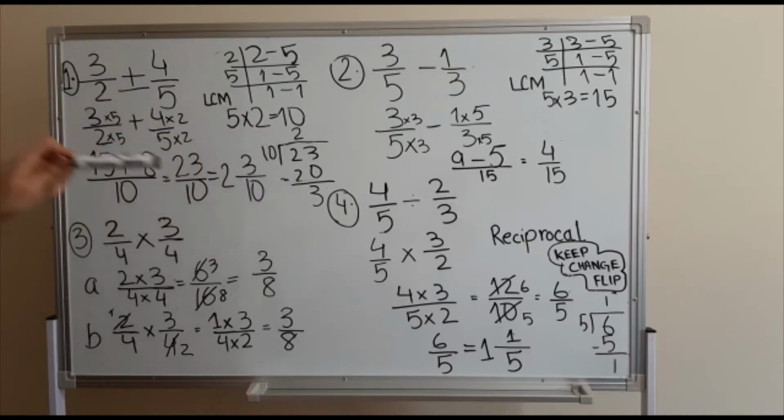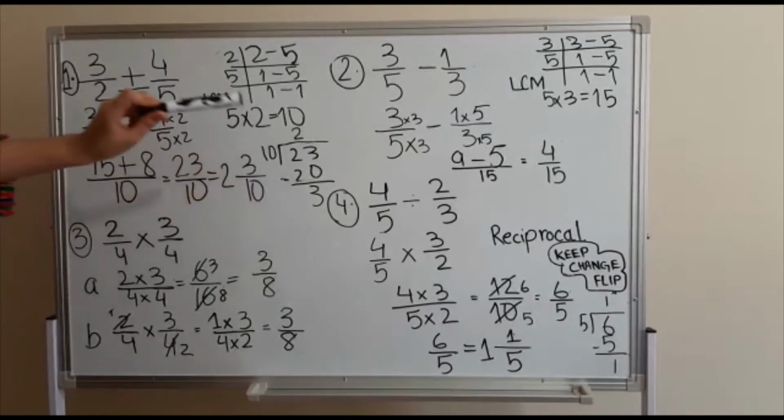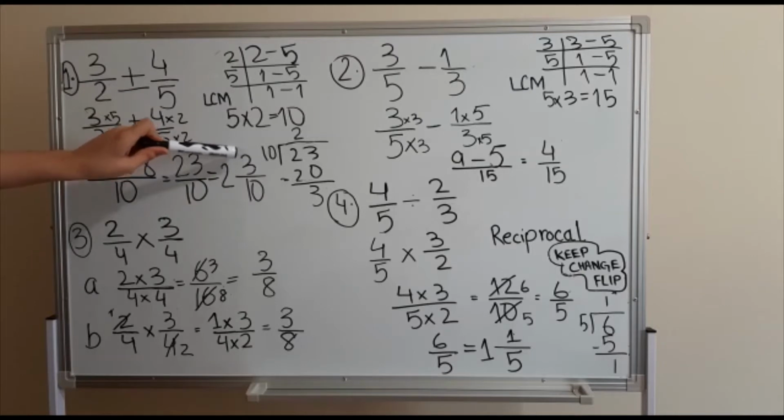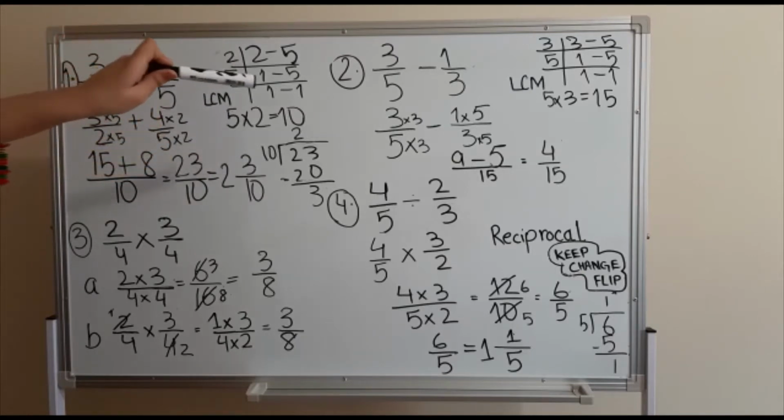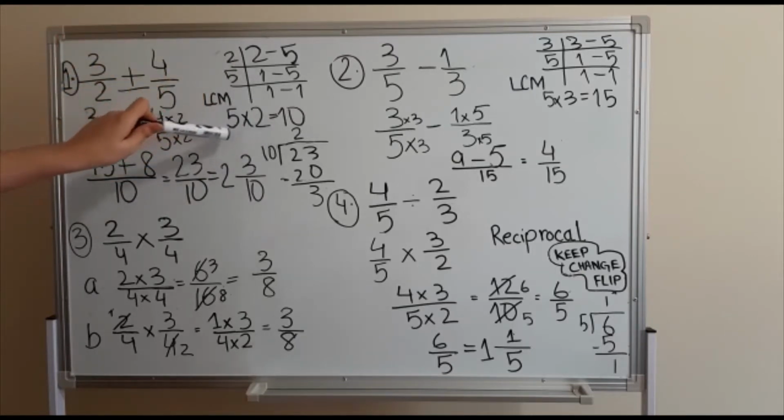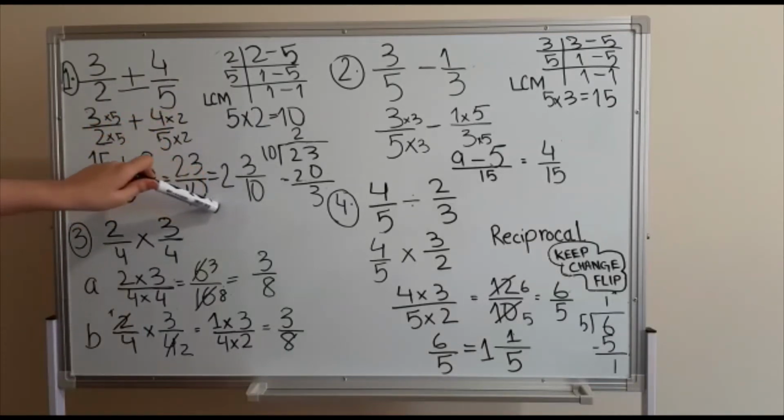The remainder goes in the numerator. The quotient goes in the whole number place. And the divisor goes in the denominator. So this is what you got. You will get 2 as a whole number and 3/10. This is the answer for this question.